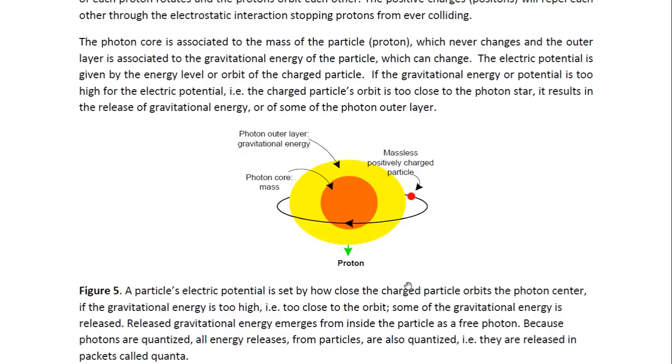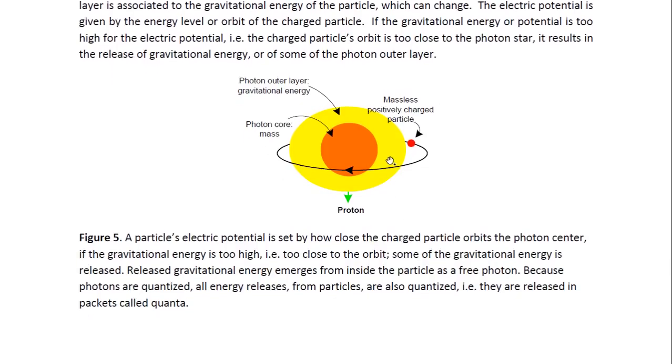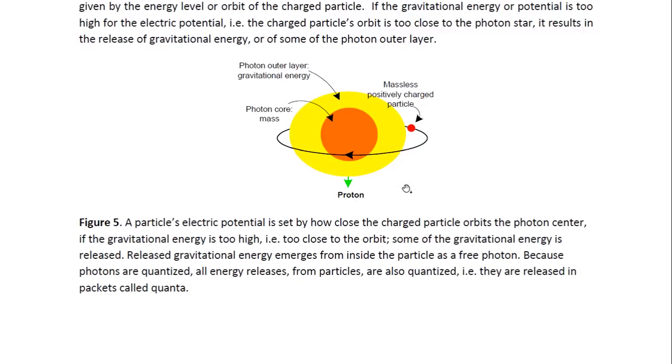And so this is illustrated by this diagram here. If we have too much gravitational energy, then the outer layer will look fat like this. It will get too close to the orbit of the positon, and that will trigger a release of gravitational energy. And so it will trigger release of photons, and photons are quantized. So all energy releases from particles will be quantized. In other words, it will be released as a number of packets or quanta.